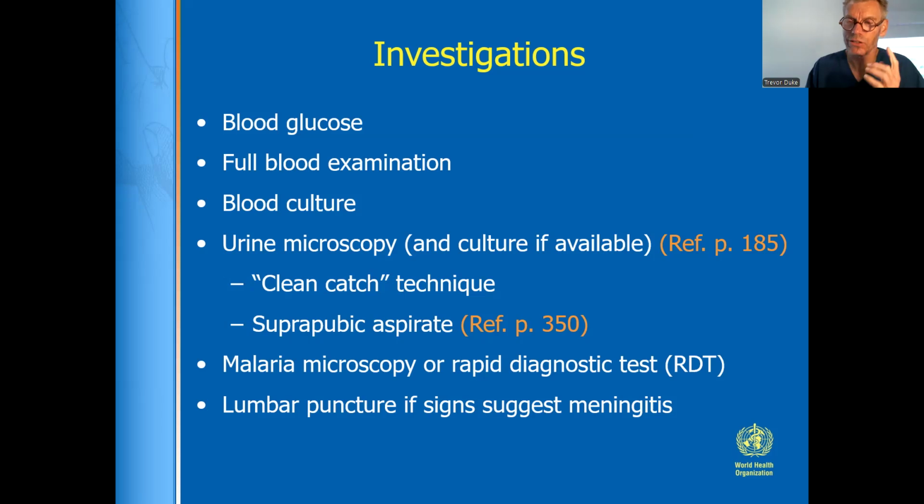You have to look in his ears, for example, to make sure he doesn't have otitis media. You have to get a urine microscopy or a urine test. Otherwise, you won't be able to rule out urinary tract infection in a 6-month-old baby who's got a very high fever. So you'll have to get a urine sample, and I'll explain how to do that. If Johnny came from a malarious area, you'd want to do malaria microscopy and a rapid diagnostic test.